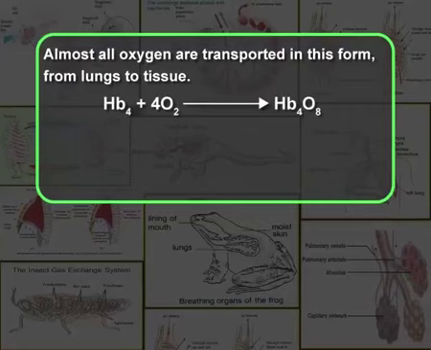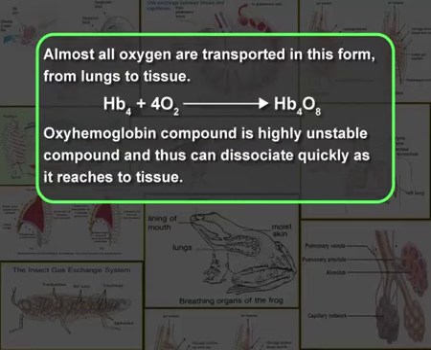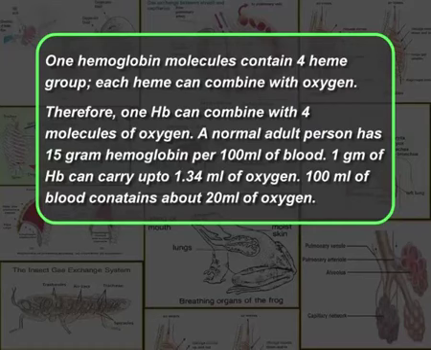Now, RBC has a respiratory pigment, hemoglobin, which combines with oxygen to form oxyhemoglobin. Due to high affinity of hemoglobin with oxygen, almost all oxygen is transported in this form from lungs to tissue. Oxyhemoglobin is a highly unstable compound and thus can dissociate quickly as it reaches the tissues. One hemoglobin molecule contains 4 heme groups and each heme group can combine with oxygen. Therefore, one hemoglobin can combine with 4 molecules of oxygen.